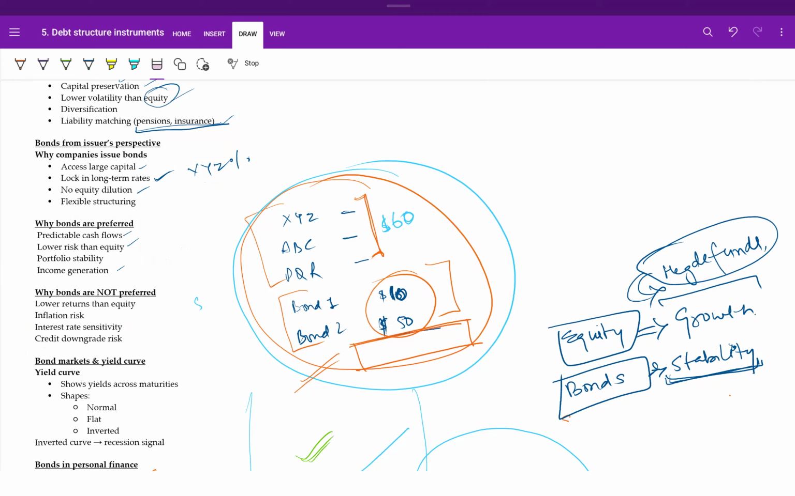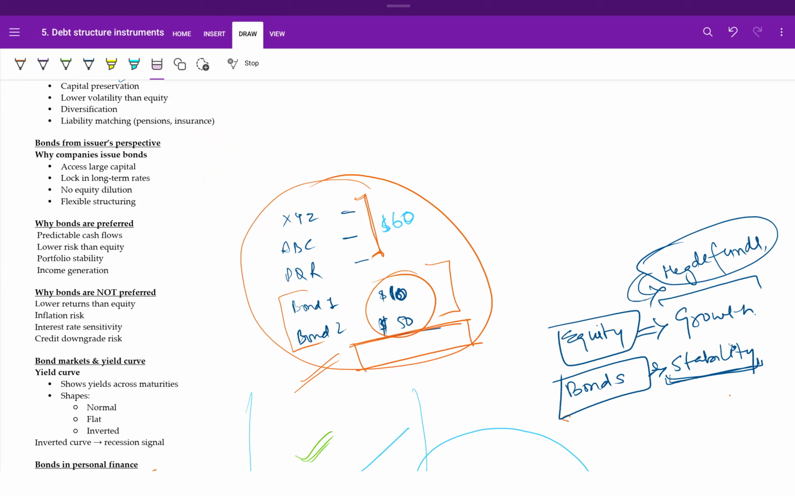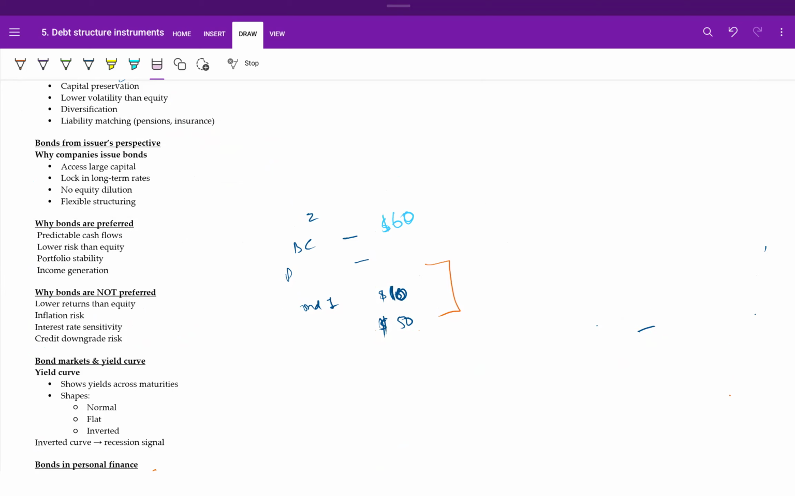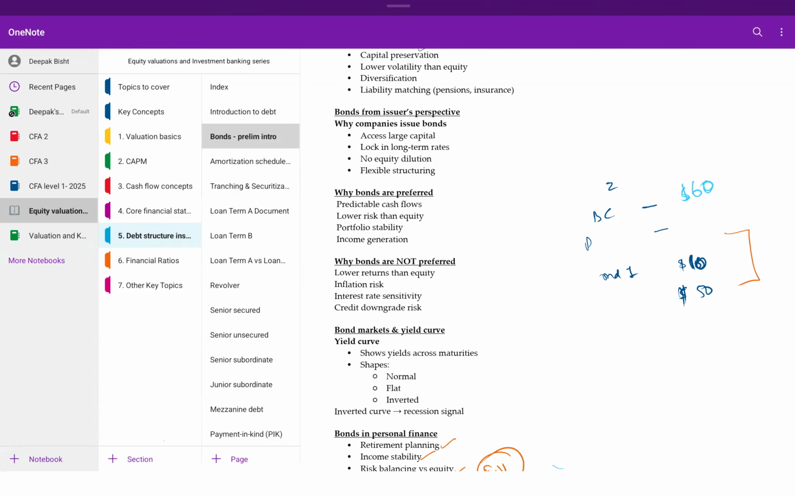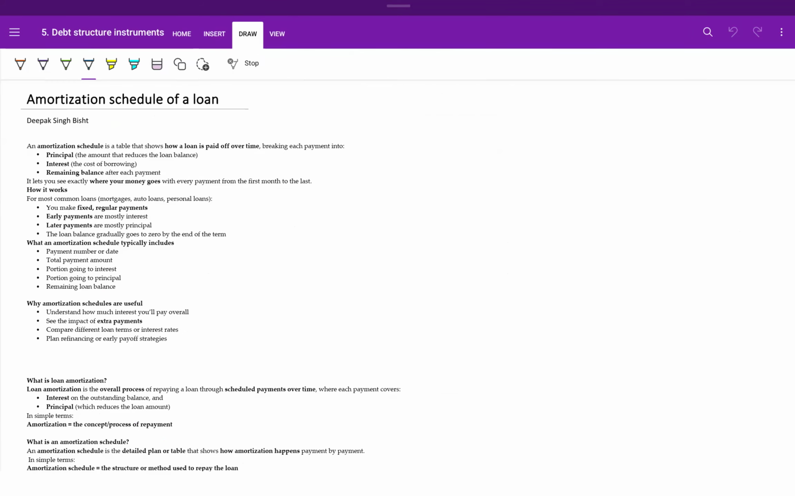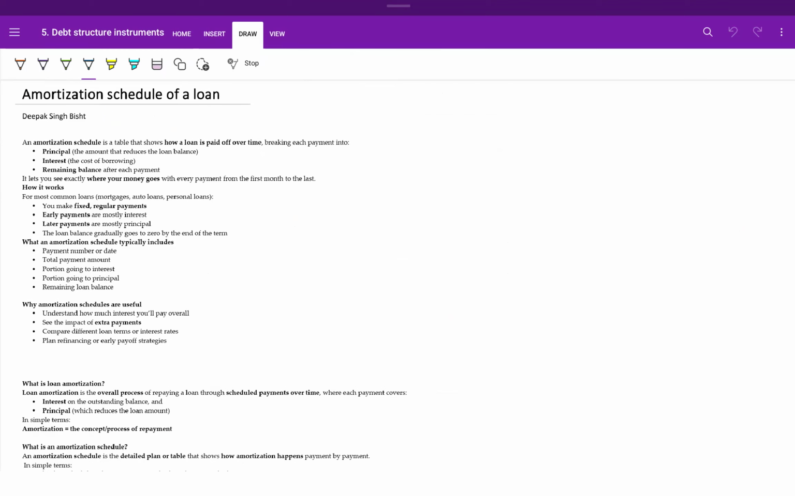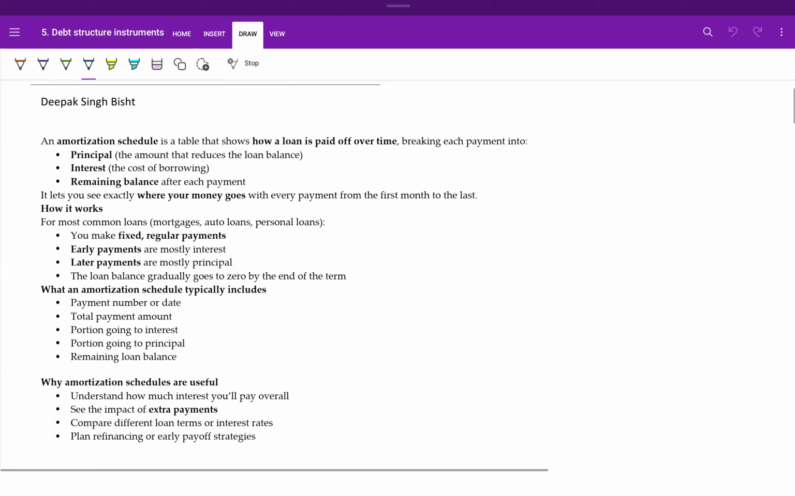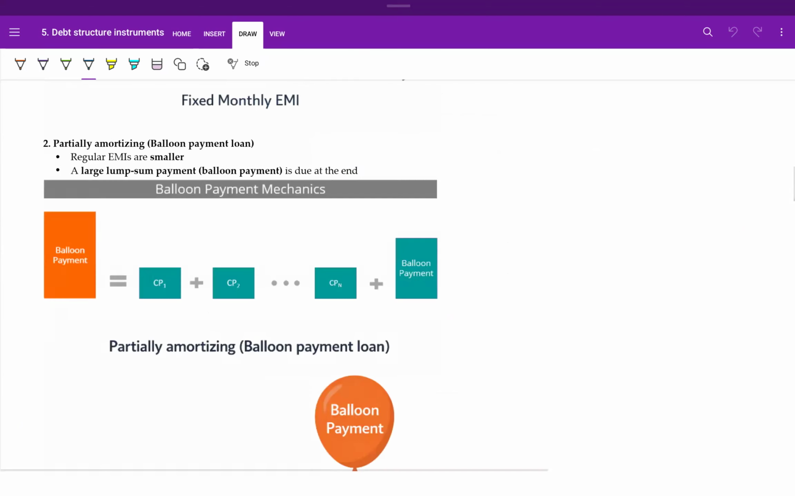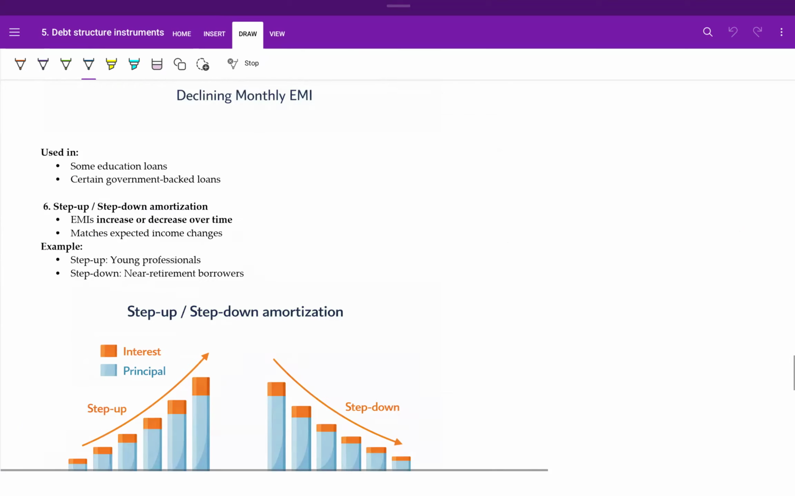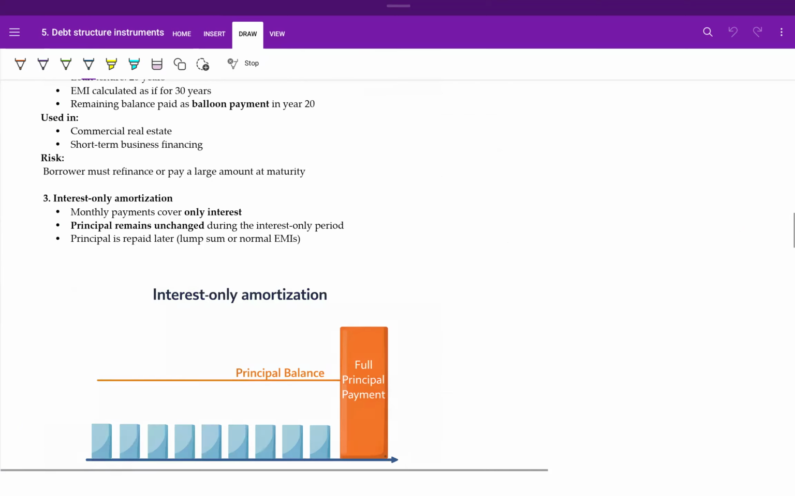This was the end of our series where we were talking about bonds. In the next episode, we will be talking about the amortization schedule. We will be discussing amortization of loans, amortization of bonds, everything about amortization. And I think I also have an Excel prepared for the next episode.